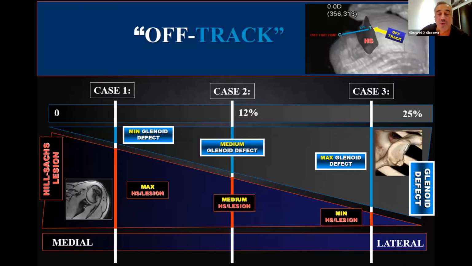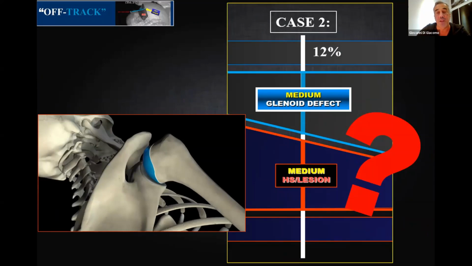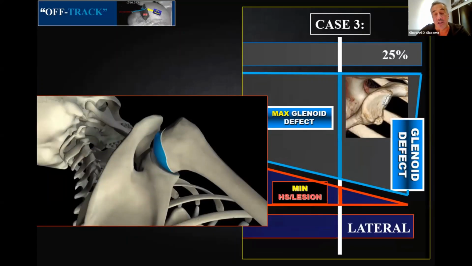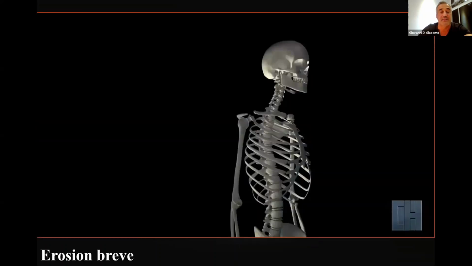Then we have case two, where the culprit is half and half, the position and the glenoid bone loss. And we can discuss in this patient whether to perform a Bankart repair plus, or a Latarjet technique. In group three, where the culprit is the glenoid, for us there is no choice. Of course, the Latarjet, arthroscopic or open, is the elective treatment.